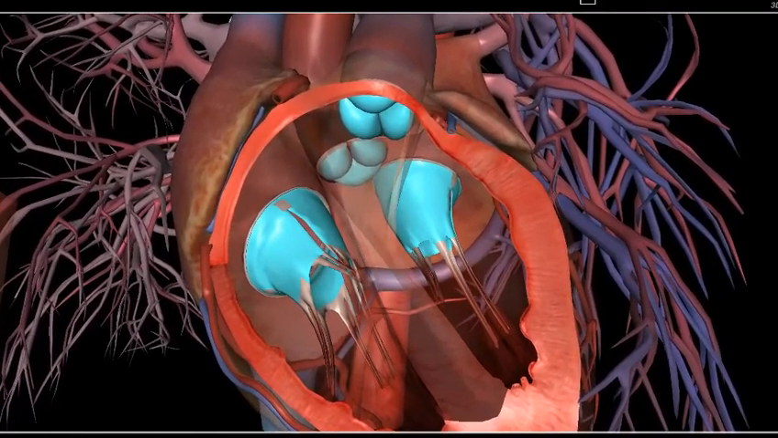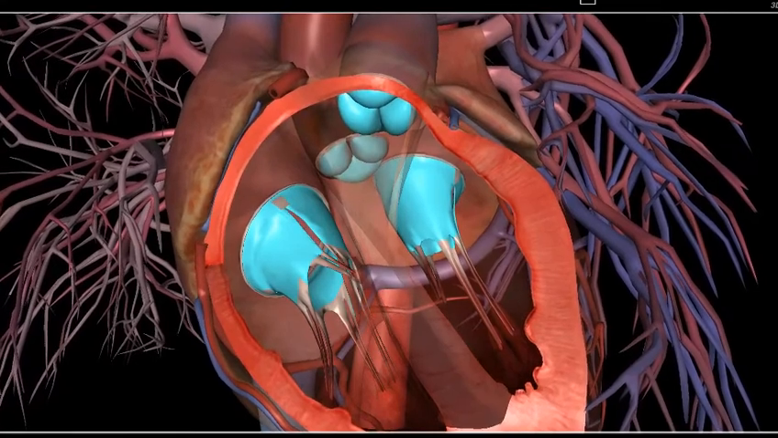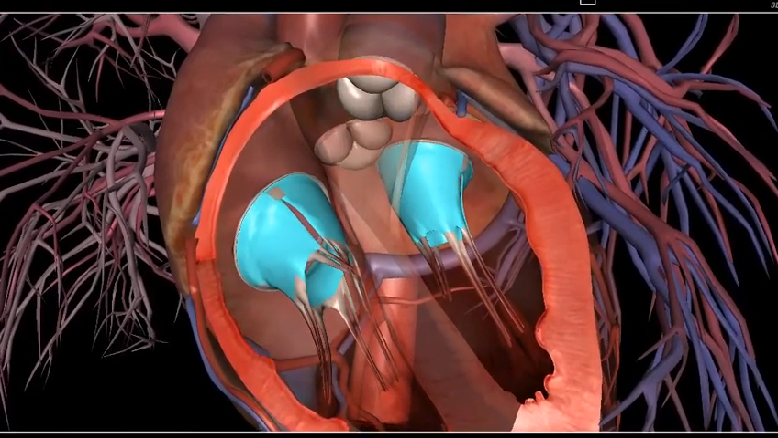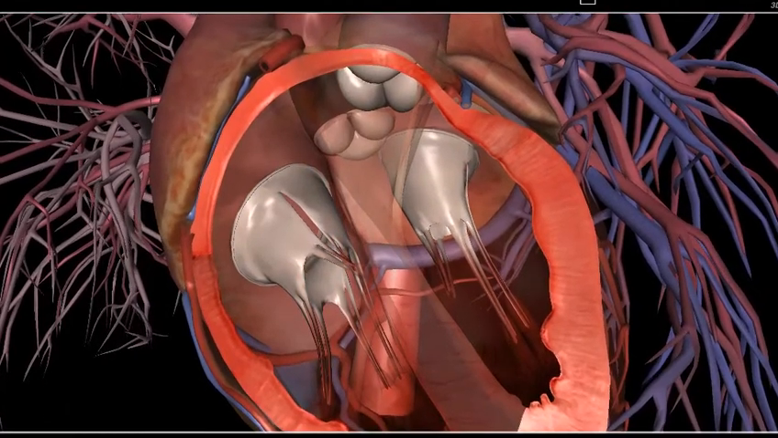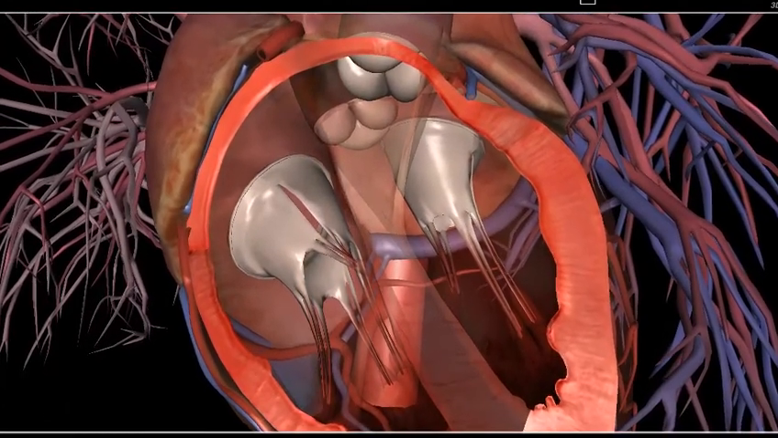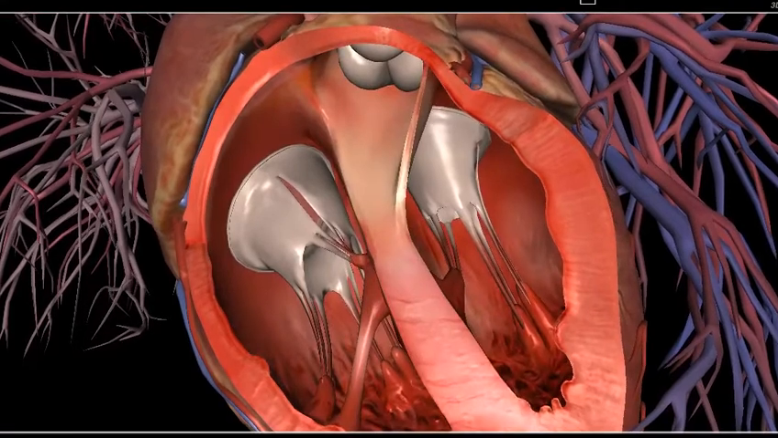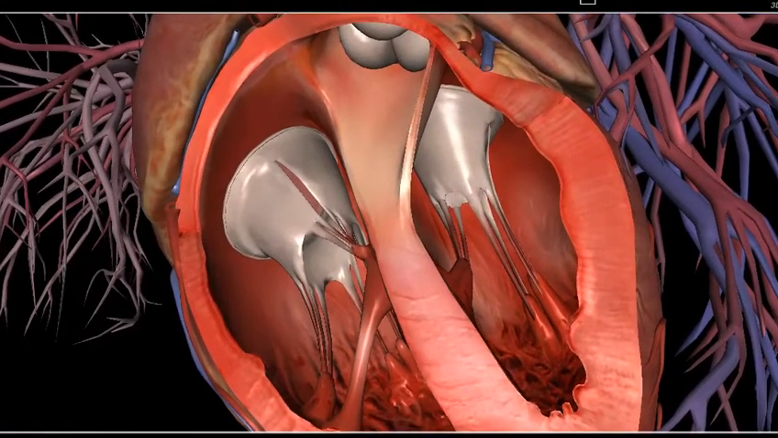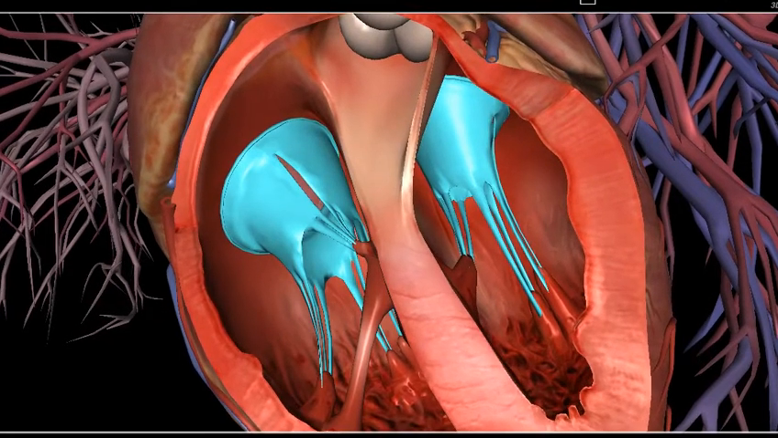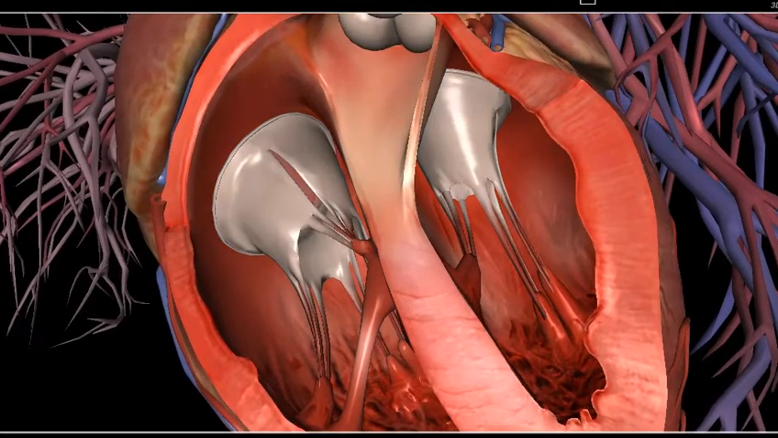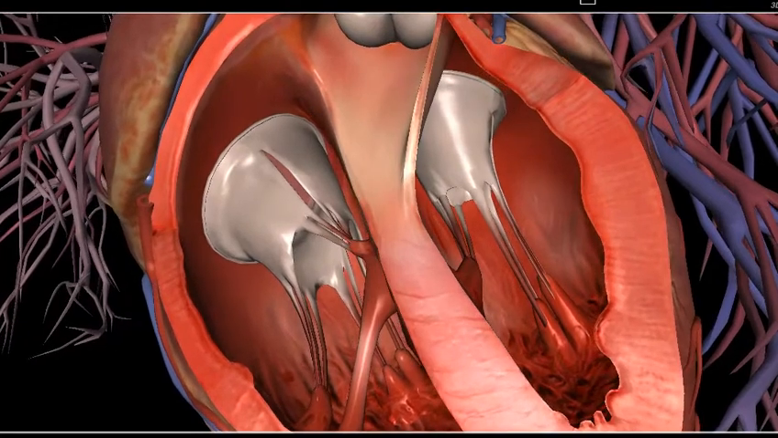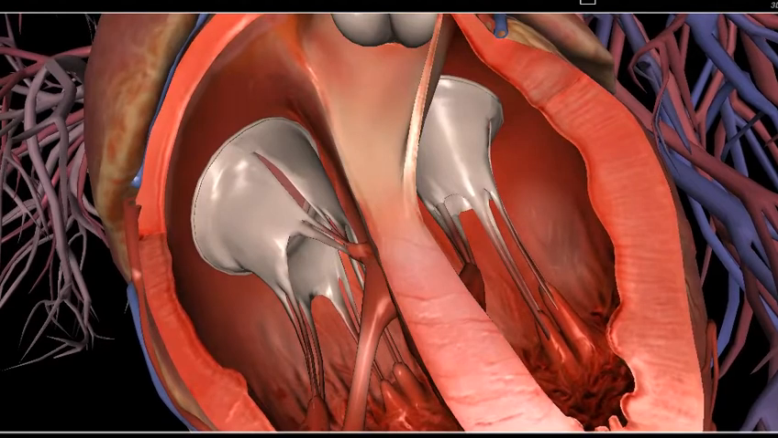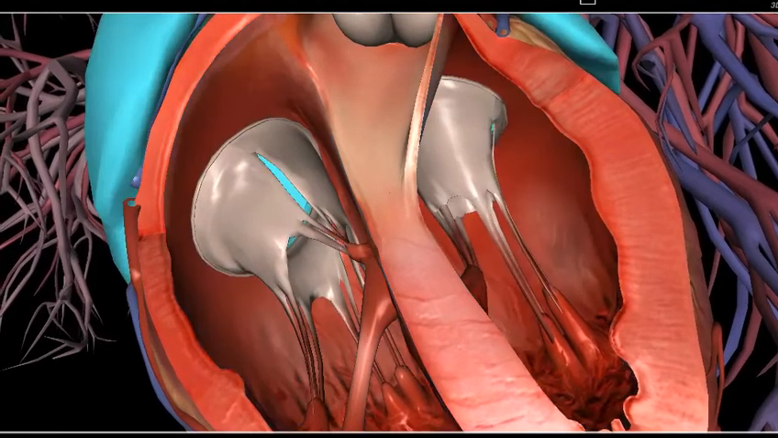The unidirectional flaps that make up each valve are also referred to as cusps or leaflets. Each of the four heart valves differs in structure and function. The two valves located between the left and right atria and the left and right ventricles are called the atrioventricular valves. They are often referred to by their abbreviation, the AV valves. The AV valves facilitate the flow of blood as it moves into the ventricles from the atria.